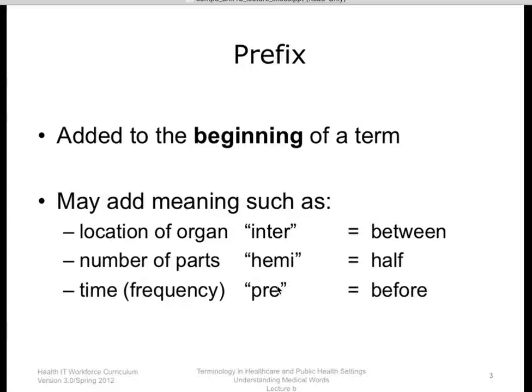All right, so what is a prefix? Well, a prefix in a medical term is no different than a prefix in any other language. It is added to the beginning of a term. Some examples in the medical space are things like inter, relative to the location of an organ. So inter means between. A prefix can also relate to the number of parts, such as hemi or half. Or a prefix could relate to time or frequency, such as pre, which means before. So again, prefixes are typically related to the location of an organ, the number of parts, or the time or frequency.